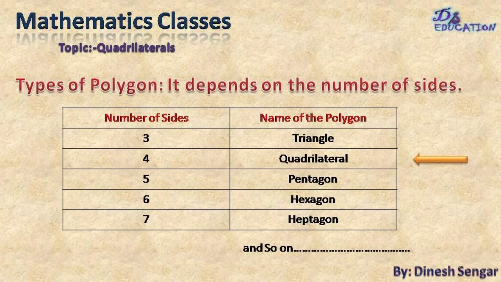If there are 3 sides, it is known as a triangle. If there are 4 sides, it is known as a quadrilateral. If there are 5 sides, a pentagon. If there are 6 sides, a hexagon. If there are 7 sides, a heptagon, and so on. There are unlimited types of polygons. Today we are discussing the 4-sided polygons, that is, quadrilaterals. Let us go through a few properties of quadrilaterals.